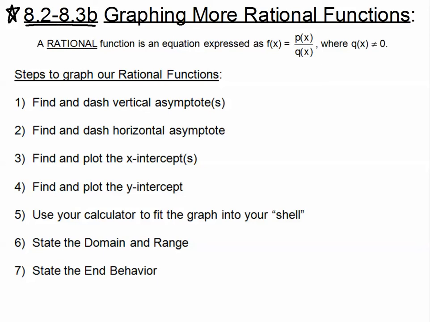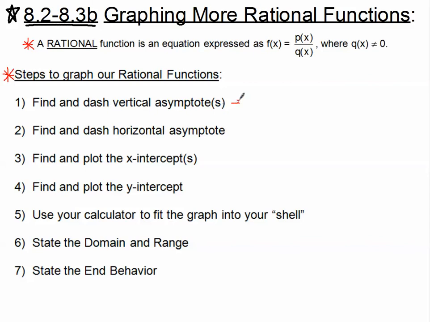And again, we have our rational function that is any form p of x over q of x, and again, since we have a denominator, q of x cannot be equal to 0. So we have a little laundry list of all the stuff that we're going to be doing for our rational functions, and here is how to find them. Step number 1, not that you have to go in this order, but I like to go in this order. First, let's find and graph our vertical asymptotes.